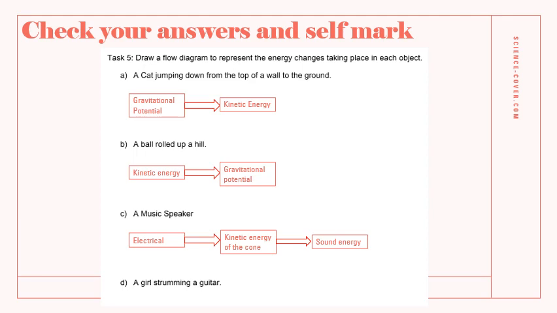The girl strumming the guitar, well, she has got chemical energy within her, and then she will use that to produce kinetic energy, movement energy, with which she'll strum the strings, so they will have kinetic energy as well, and that will produce sound energy.